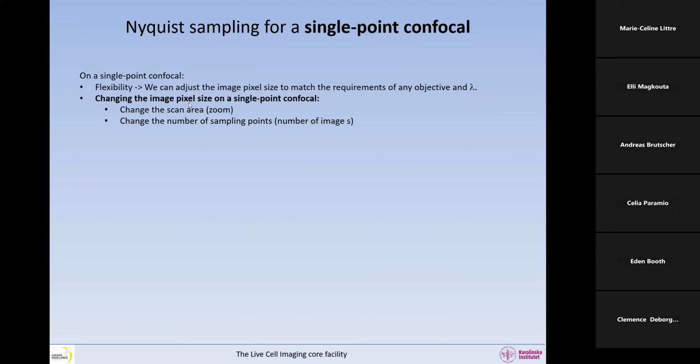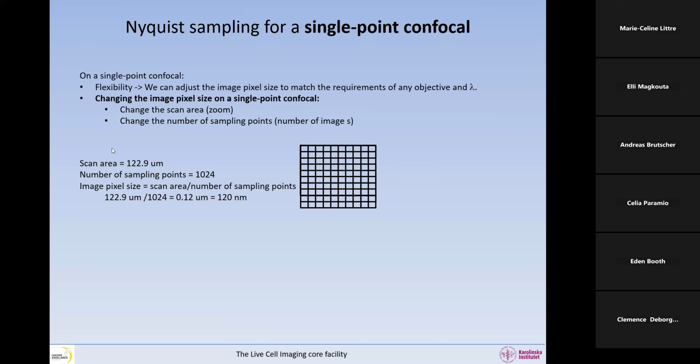So changing the image pixel size on a single point confocal, how do we do that? We have 2 ways, and they talk to each other. So we can change the scan area, which is the zoom, or we can change the number of sampling points. So it's the number of image pixels. So we can change the number of pixels, or we can change the zoom, and that results in changing the image pixel size.